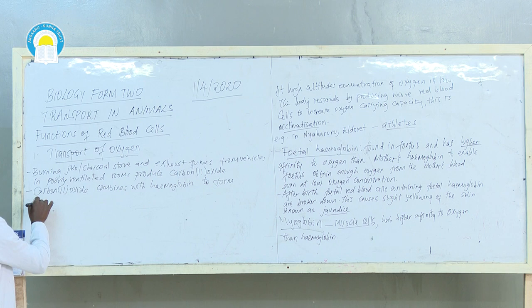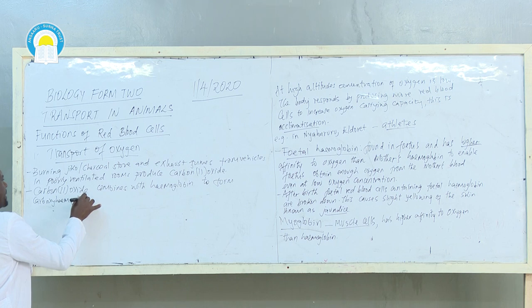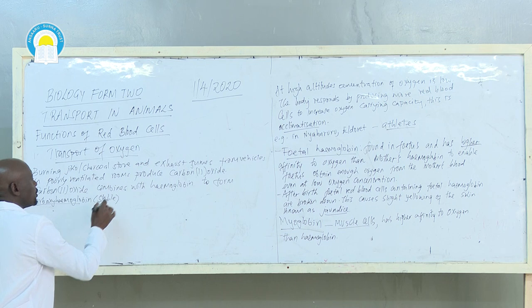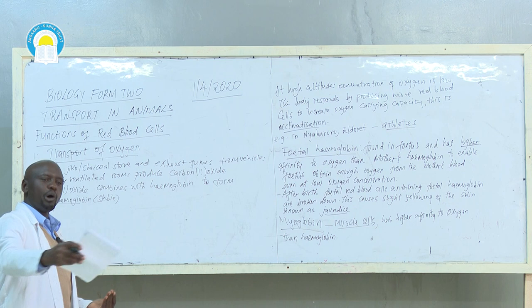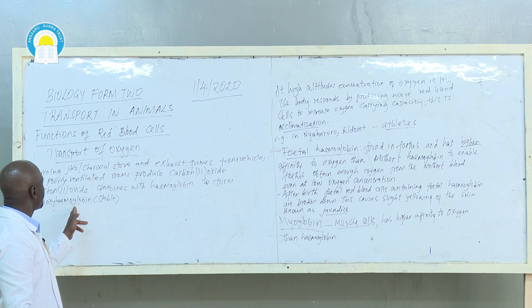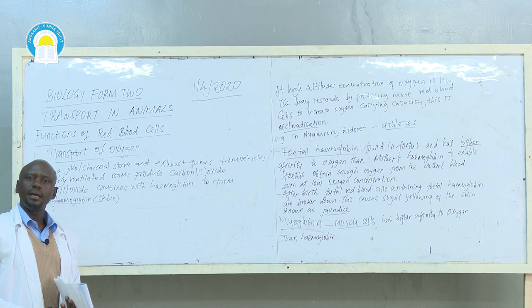carboxyhemoglobin. The dangerous nature of this is because it is more stable, so it will not dissociate easily. That means that when carboxyhemoglobin is taken to the tissues, it will not dissociate easily. So hemoglobin will not be released. So it will go back to the lungs as carboxyhemoglobin. This reduces the oxygen carrying capacity of blood, which may lead to suffocation and eventually death.